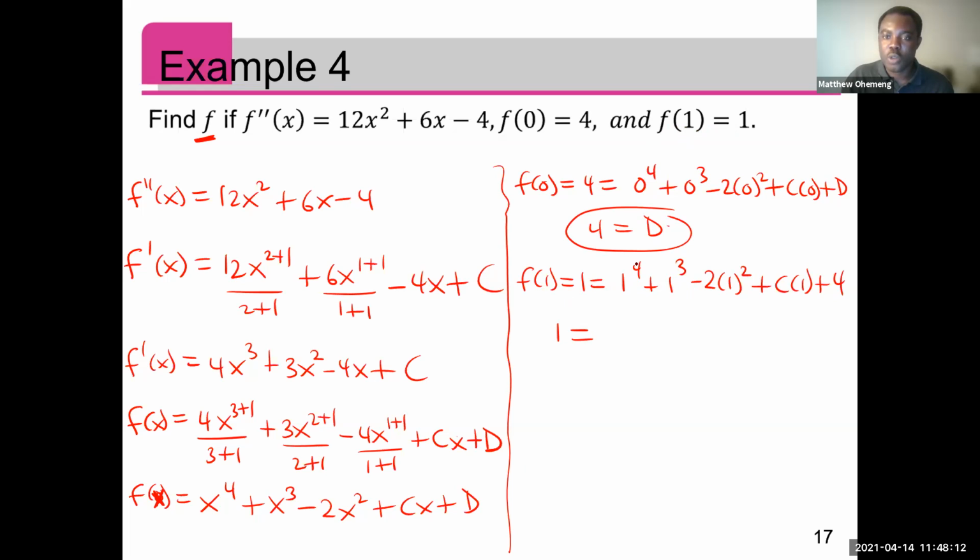So we have 1 equal to this 1 plus 1, 2, and this is 2 times 1. So they will cancel out. Then you have c plus 4. So if you subtract 4 from both sides, c is equal to -3. So that gives me my final answer of what? This x to the power 4 plus x cubed minus 2x squared minus 3x plus 4. And then I'm done. So there's the function.